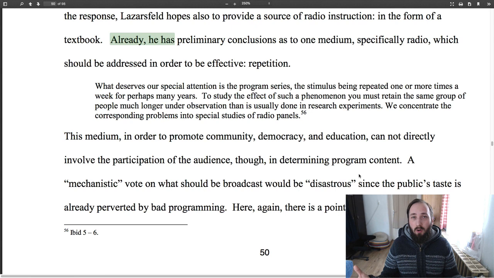They don't want you to be involved in the program because that would botch it up for them. They want to program you in the way they want to program you.